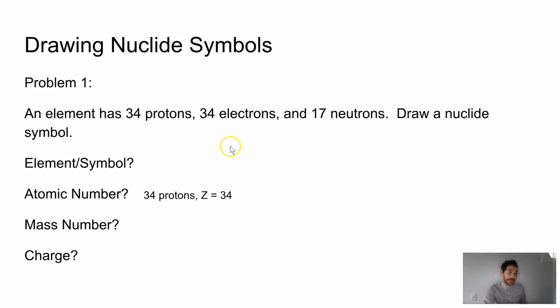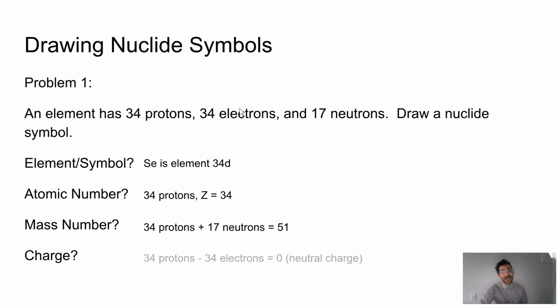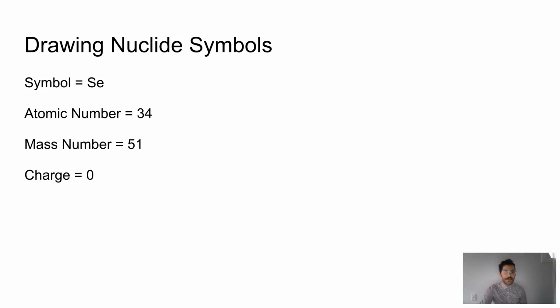Starting off, my atomic number is 34, and then I'll look for 34 on the periodic table, and that's selenium, Se. Anyway, the mass number is going to be 34 plus 17, protons plus neutrons, and that gives us 51. And my charge is going to be protons minus electrons, 34 minus 34, that's going to be 0, meaning I have a neutral charge. Well, let's go to the next slide to draw this out.